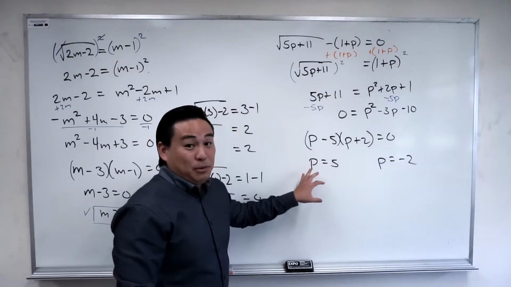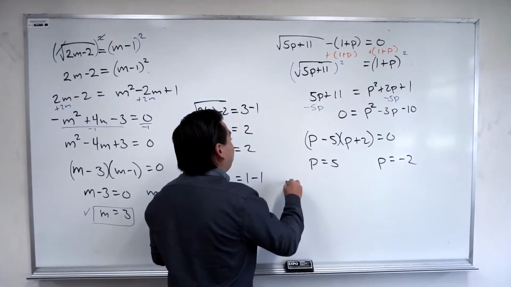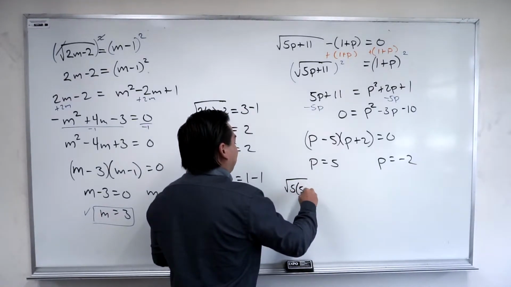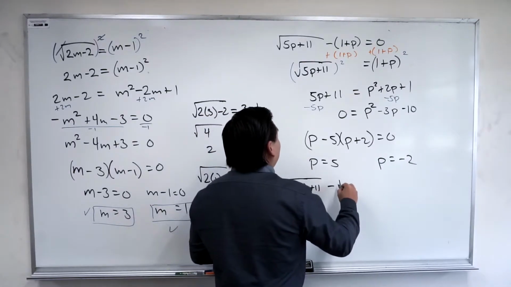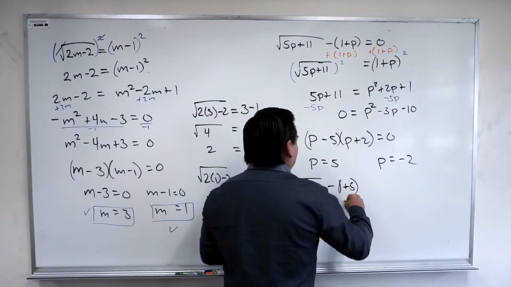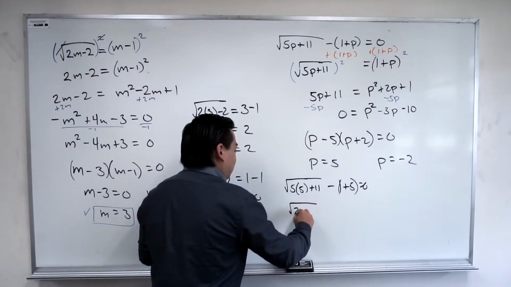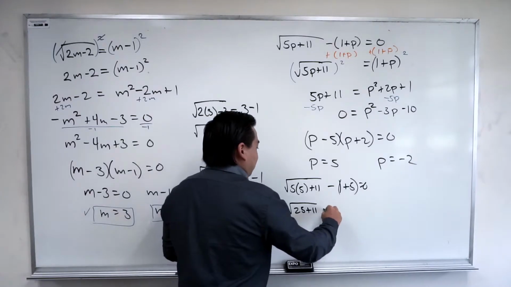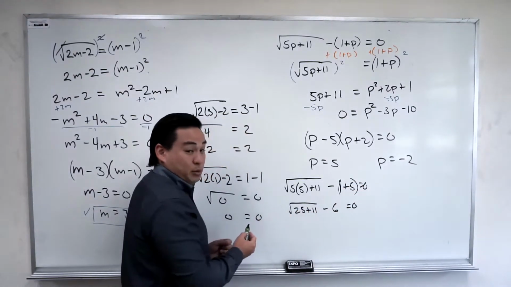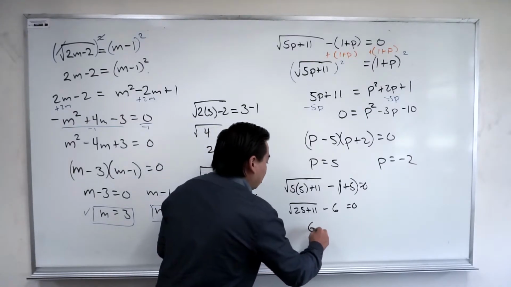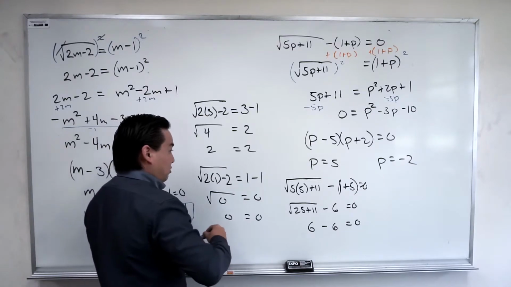Okay, so let's go ahead and plug in these numbers into the original equation. So we get the square root of 5 times 5 plus 11 minus 1 plus 5. And we want to see if that's 0. So this is the square root of 25 plus 11 minus 6. And this is going to be the square root of 36 or 6. So 6 minus 6 is 0. And this answer over here is okay.